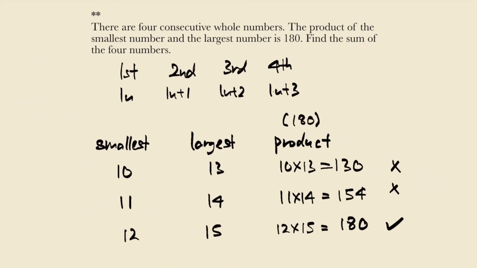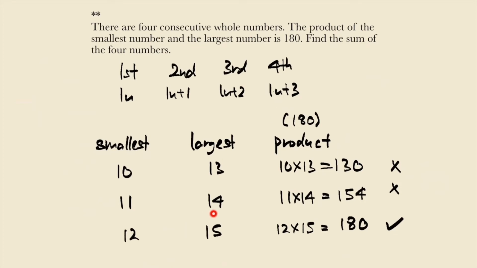The first step is I'm going to write the idea down that the first number is 1 unit. The next number, being consecutive, is 1u plus 1. Next number, 1u plus 2, 1u plus 3. So these are the 4 numbers. Now we are told that the product is 180. So let's guess this is 10. The largest is therefore 10 plus 3. That's 13. The product is not 180 though. Let's try again. So that's too small, right? Let's have a larger number, 11. So what's 11 plus 3, the largest number?